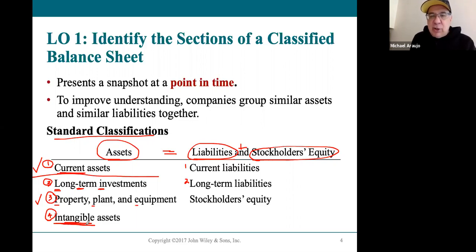So intangible assets are critically important to companies like Google, their search engine and YouTube and others. These are all intangible assets that Google is built on. Amazon has a lot of intangible assets that they build their business on.